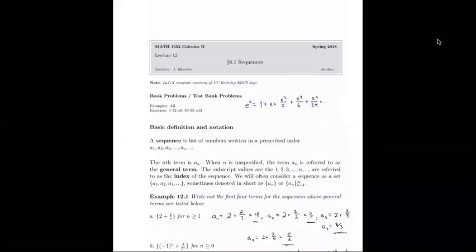Section 8.1 is sequences. It's the first of our chapter 8 sections, and it's the only one that we spend specifically on sequences because most of chapter 8 is about series. Now, what we ultimately would like to do is take a function like e to the x, and eventually something even more complicated, and represent it as a polynomial.